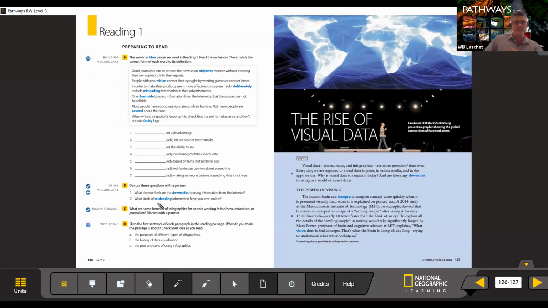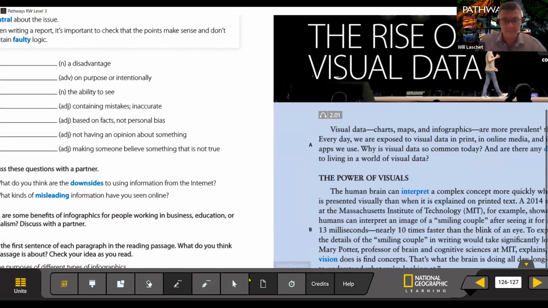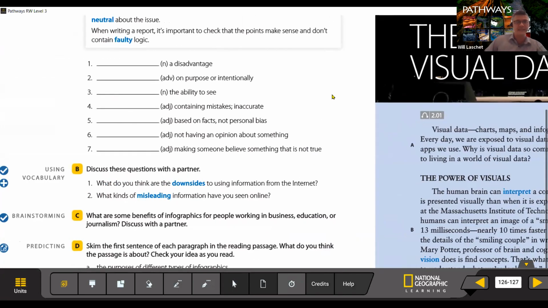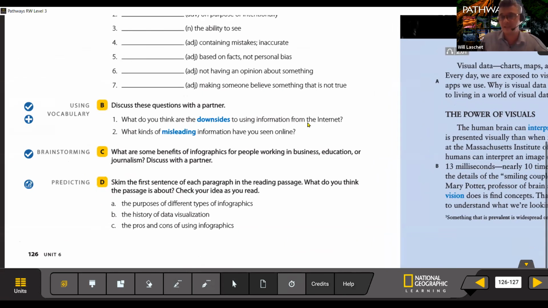Okay, perfect. So as I said, we're not going to go through this. But I will just show you some of the other activities, or zoom in a little bit. Over here, the discussion questions. What do you think are the downsides of using information from the internet? What kind of misleading information have you seen online? So this is a very interesting, I think, topic to talk about, to get students to analyze, to use some critical thinking here.